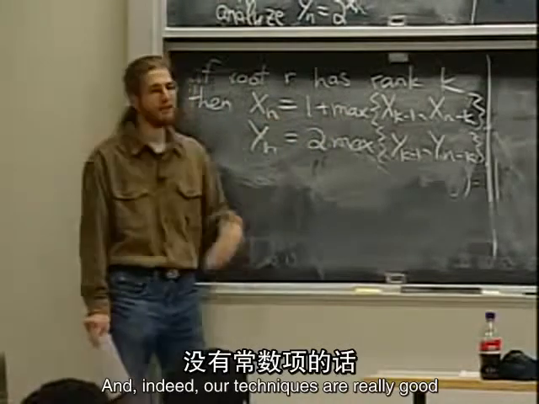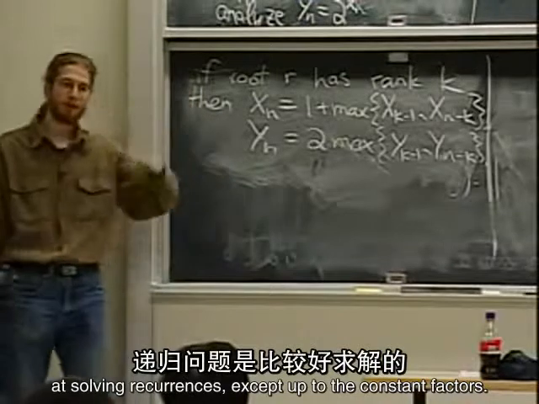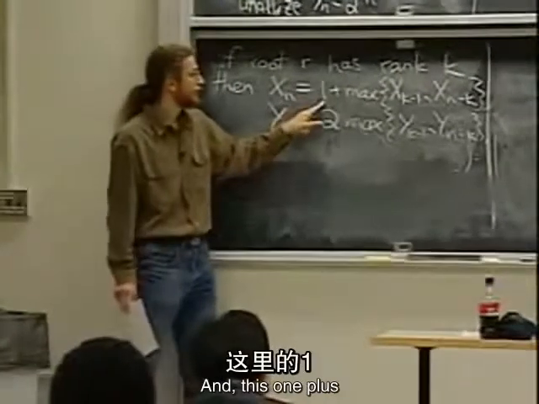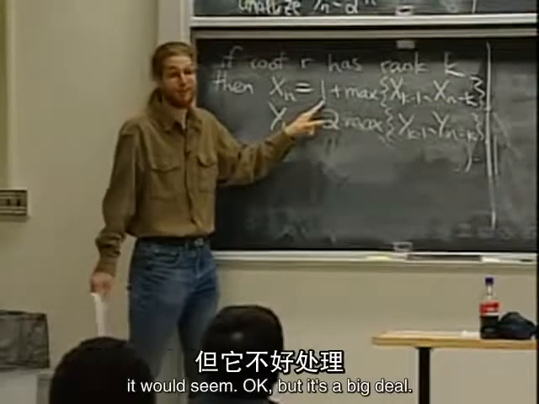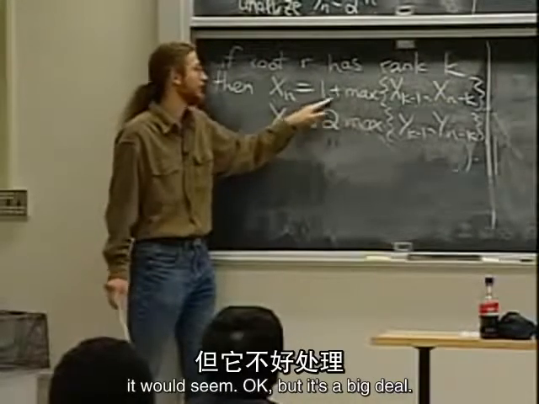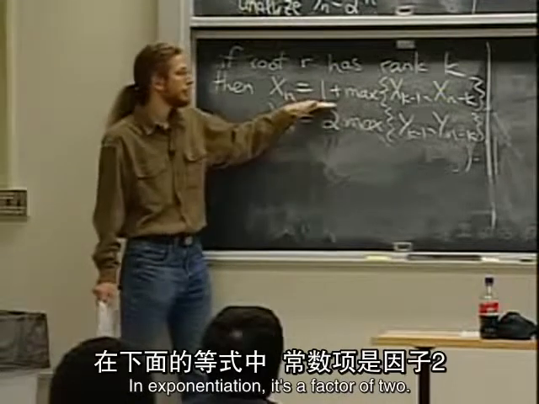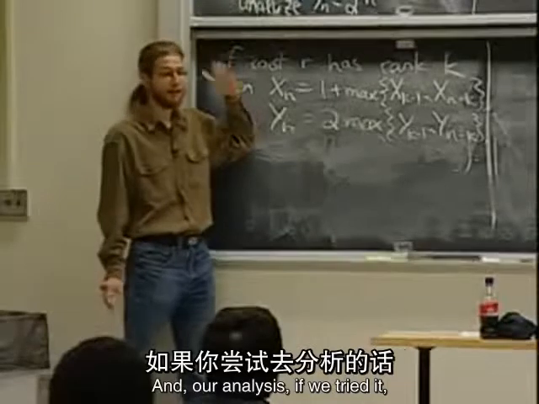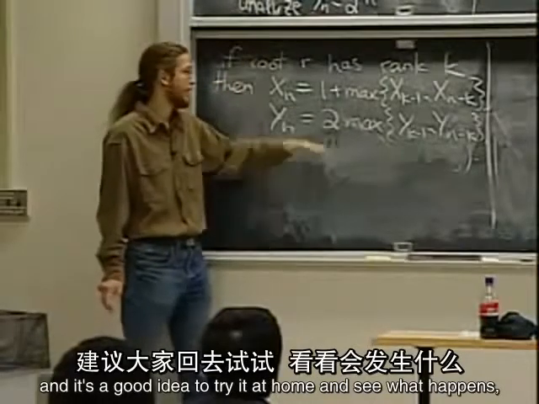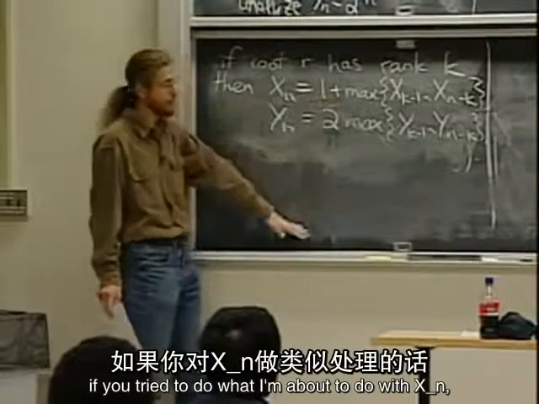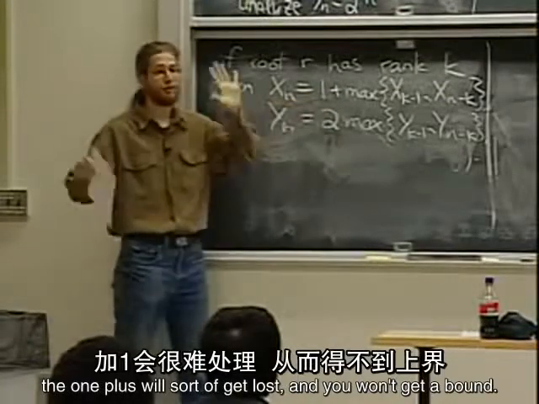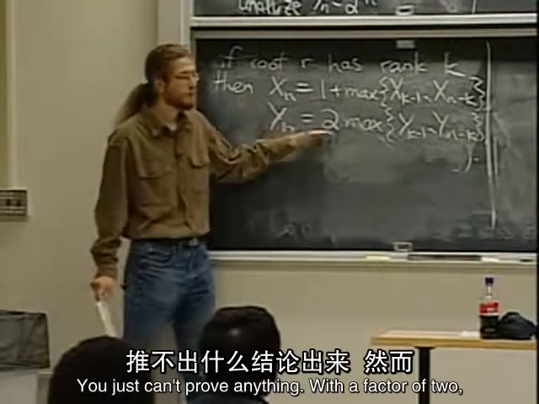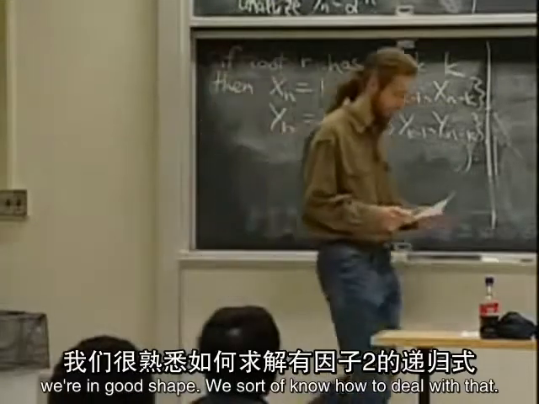And indeed, our techniques are really good at solving recurrences, except up to the constant factors. And this 1 plus really doesn't affect the constant factor too much, it would seem. But it's a big deal. In exponentiation, it's a factor of 2. So here, it's really hard to see what this 1 plus is doing. And our analysis, if we tried it, and it's a good idea to try it at home and see what happens, if you tried to do what I'm about to do with xn, the 1 plus will sort of get lost, and you won't get a bound. Just can't prove anything. With a factor of 2, we're in good shape. We sort of know how to deal with that.